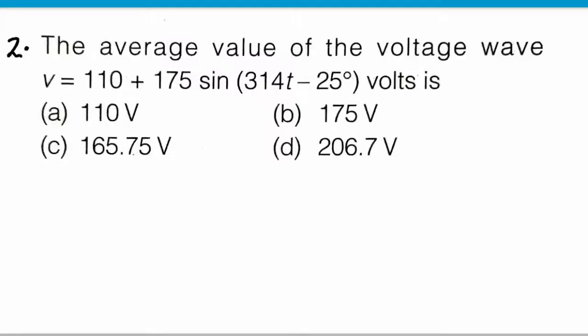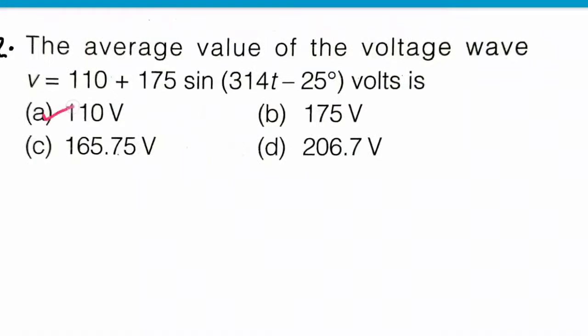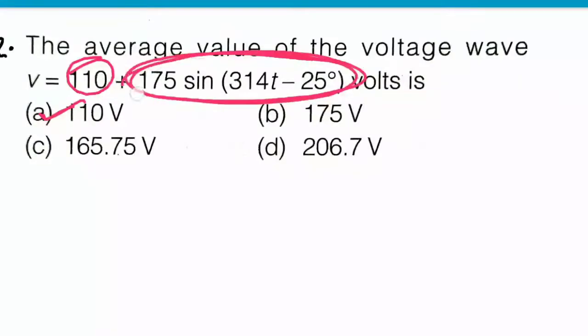Next question. The voltage wave is V equal to 110 plus 175 sin(3140t minus 25 degrees). What is the average value? The average value will be 110 volt, because this is the DC term and it has the same average value as a constant, but the other term is an AC term, so it has average value 0. So the answer is this one.